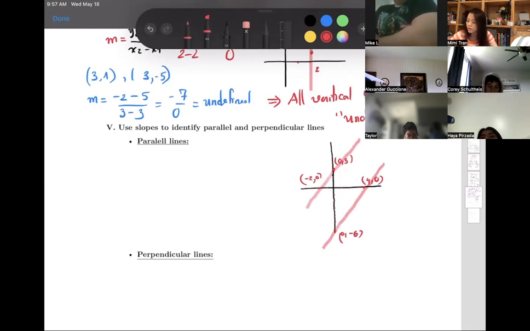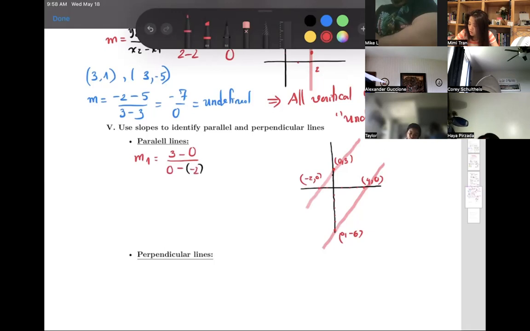Let's do the slope of the first one. I should have done it in a different color. But anyway, I'm gonna call this M1. M1 is gonna be what? Y2 is 3, right? Y1 is 0, so 3 minus 0. And then X2 is 0, minus X1 is negative 2. Equal 3 minus 0 is 3. And then 0 minus negative 2 is positive 2.